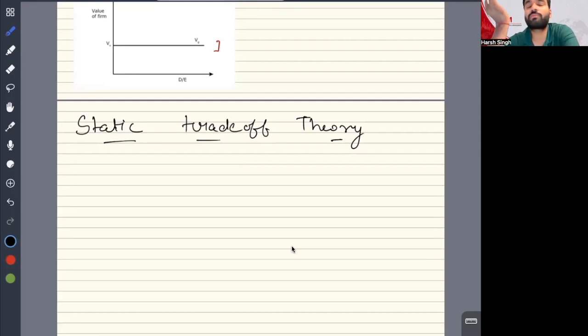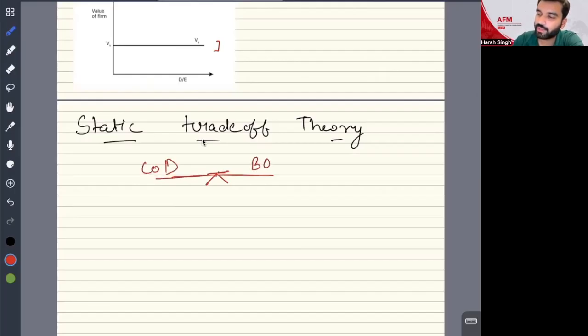Due to which what happened? Your equity holders might ask for a higher return, everyone. This is one thing that can happen, right? So always remember, above a target debt ratio, you cannot go up. Why? Cost of debt and benefit of debt. Simple.